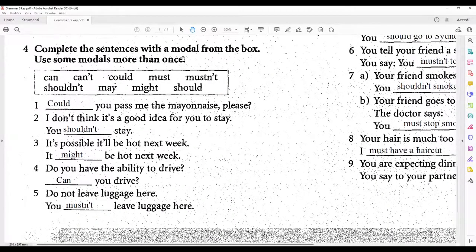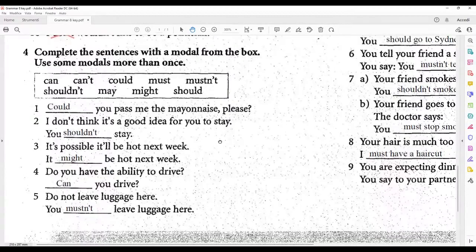Complete the sentences with a modal verb from the box. Use some modals more than once, okay? So we can use some verbs more than once.